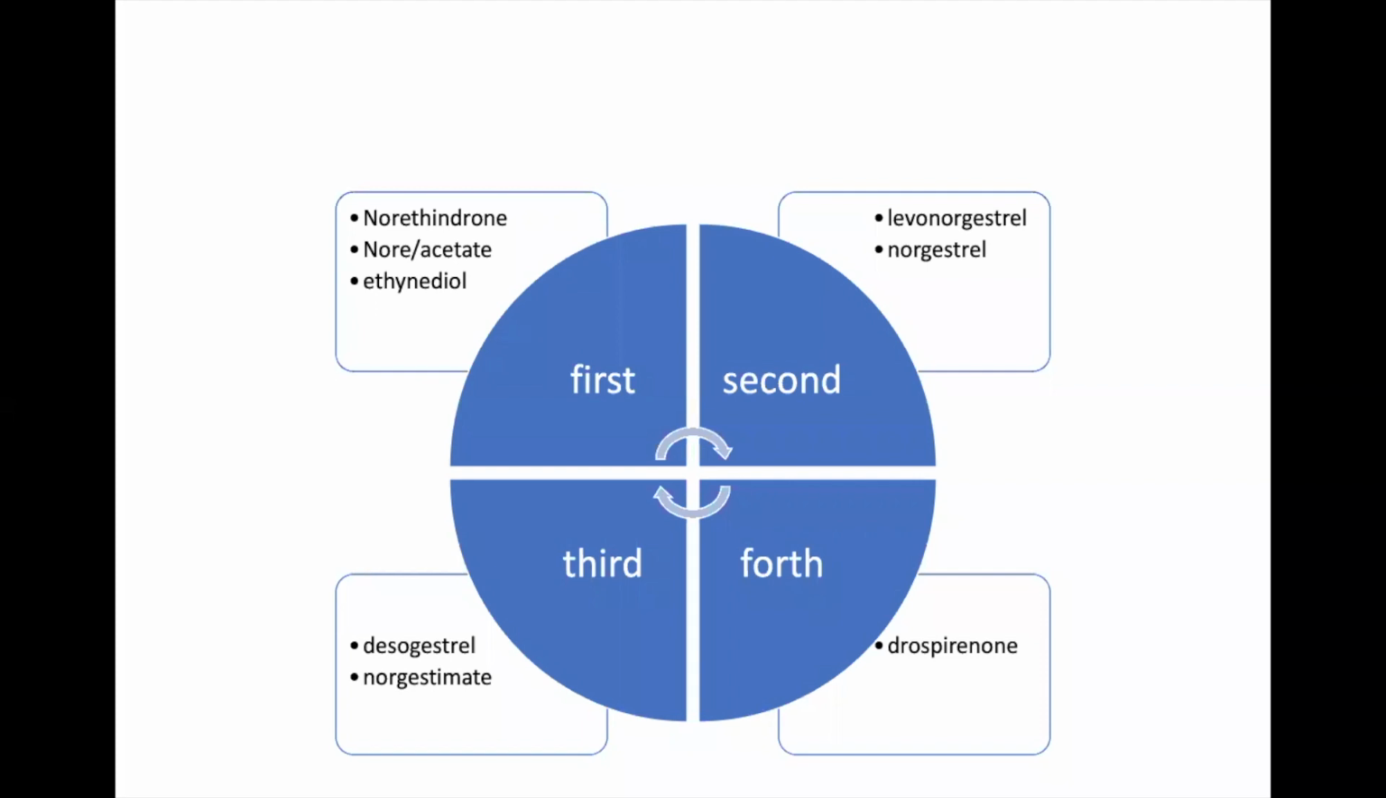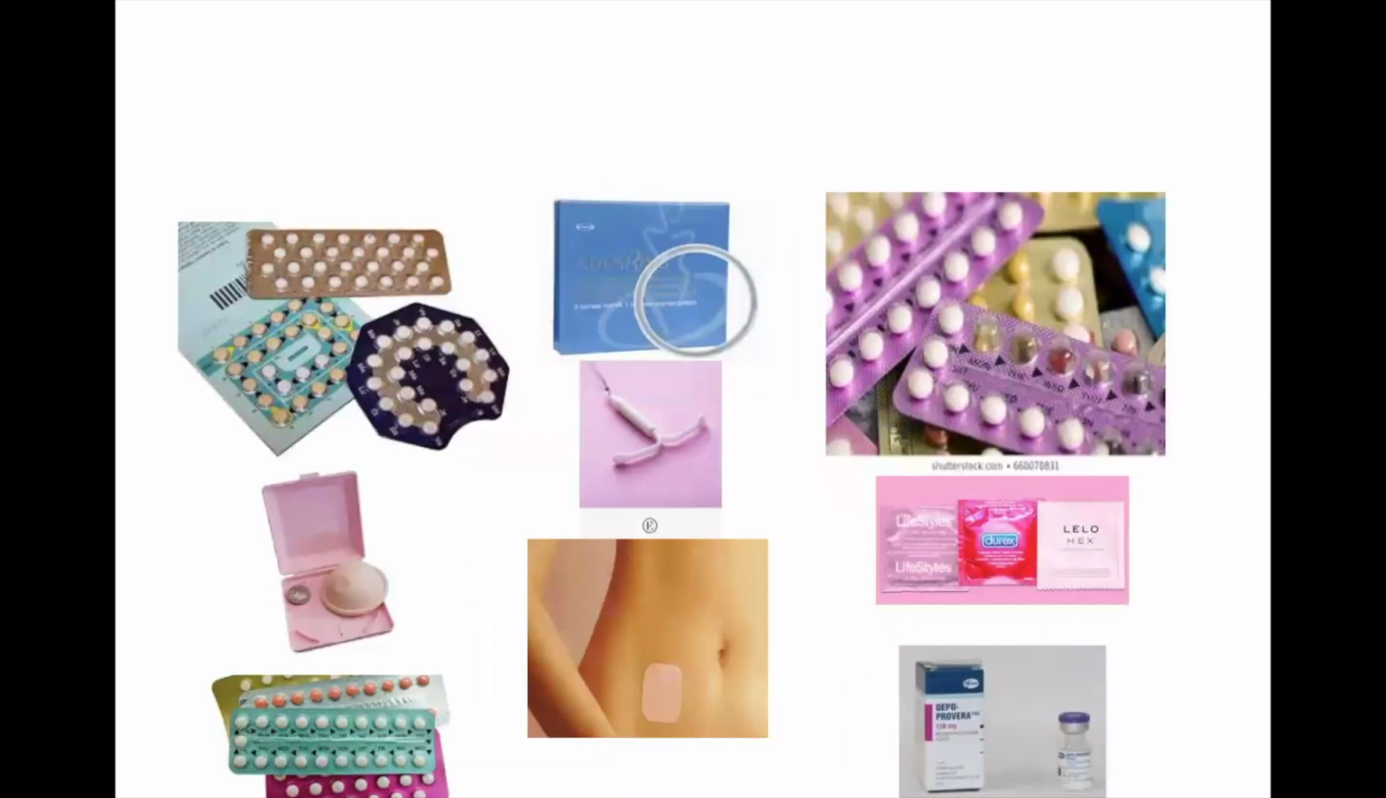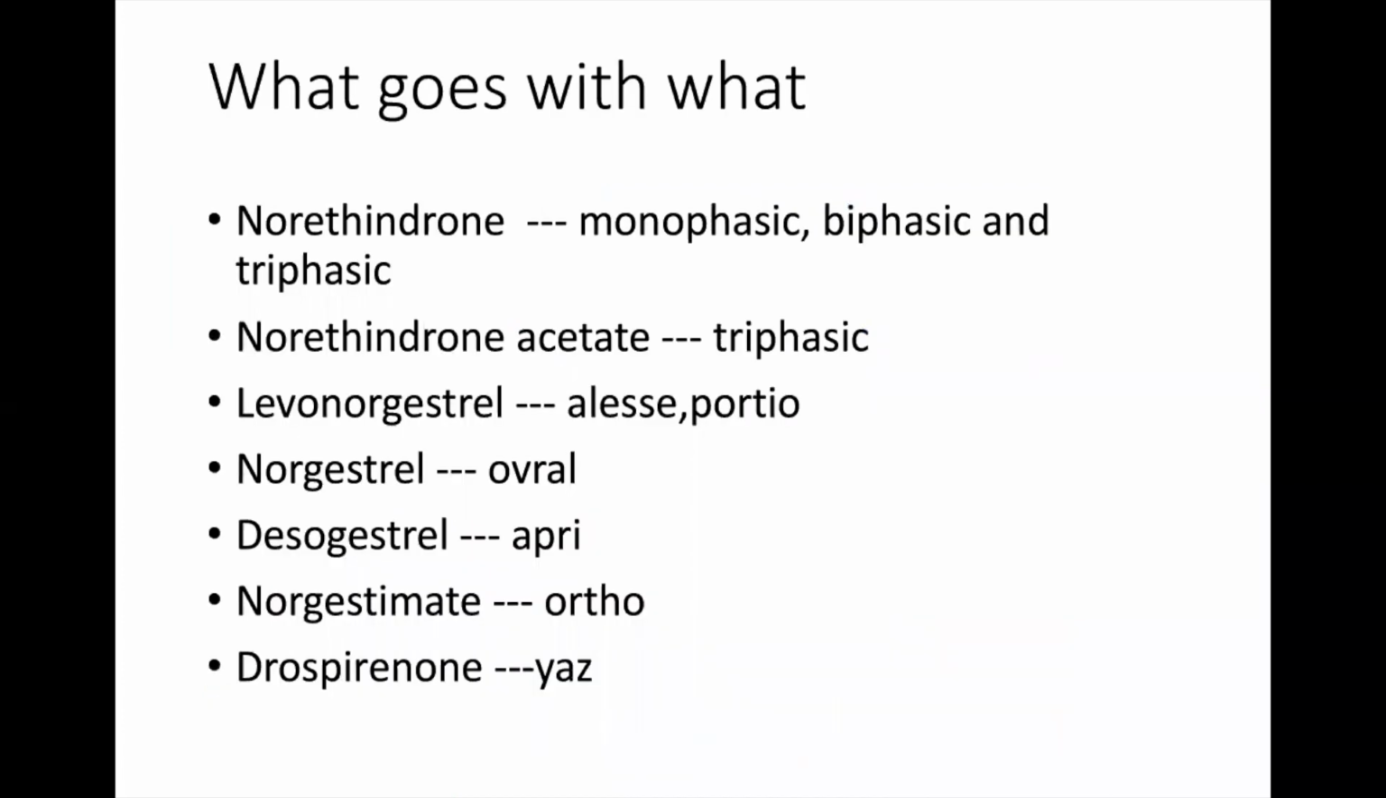Each contraception will have an amount of the progesterone and an amount of the estrogen. In the coming slides, we're going to discuss some of the generations and in what pills they're found. So what goes with what? The norethindrone, you can find it in the monophasic, biphasic, and the triphasic.